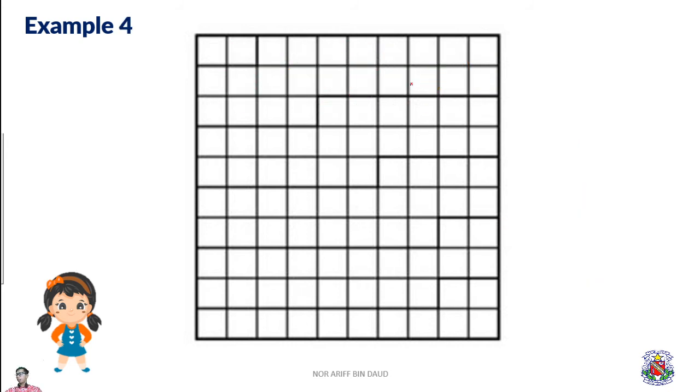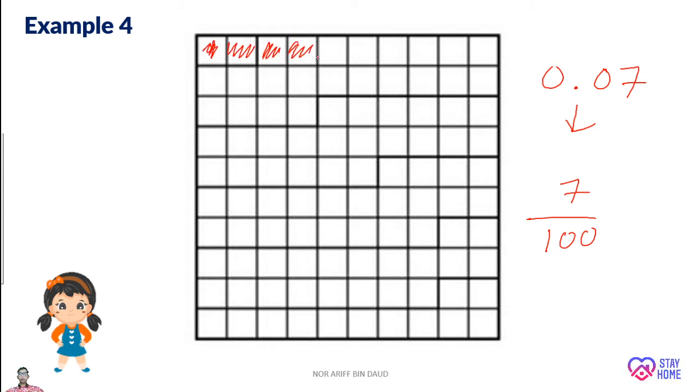Example number 4. 0.07, convert into a fraction, there will be 7 over hundreds. Okay, 7 over hundreds. So you must shade only 7 areas. 1, 2, 3, 4, 5, 6, and 7. Finished already.